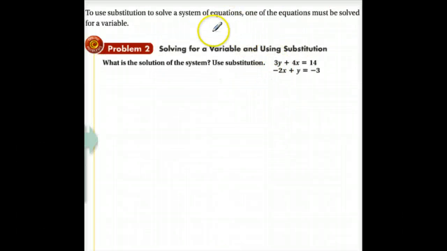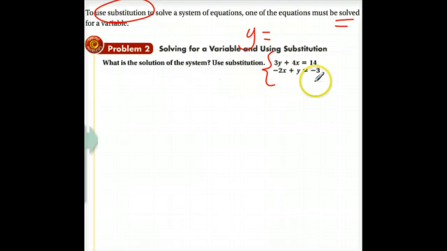Alright, like I mentioned earlier, to use this substitution method, and it's very handy, you have to have one of the equations be solved for a variable. In other words, in the last example, we had y equals something. Neither of these equations are set up for a variable, so I need to make one of them be y equals or x equals.